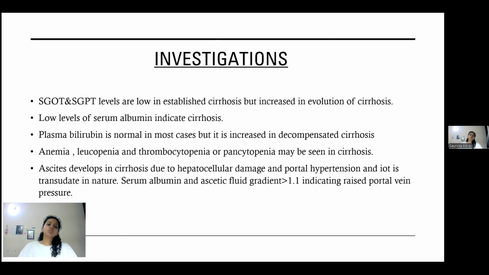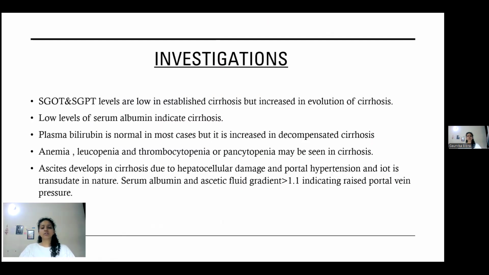Investigations. SGOT and SGPT levels are low in established cirrhosis but increase in evolution. Low levels of serum albumin indicate cirrhosis. Plasma bilirubin is normal in most cases but increases in decompensated cirrhosis. Anemia, leukopenia, and thrombocytopenia or pancytopenia may be seen in cirrhosis.